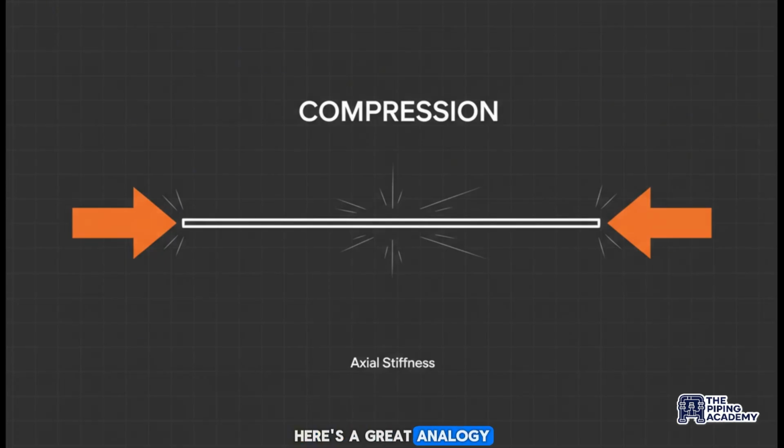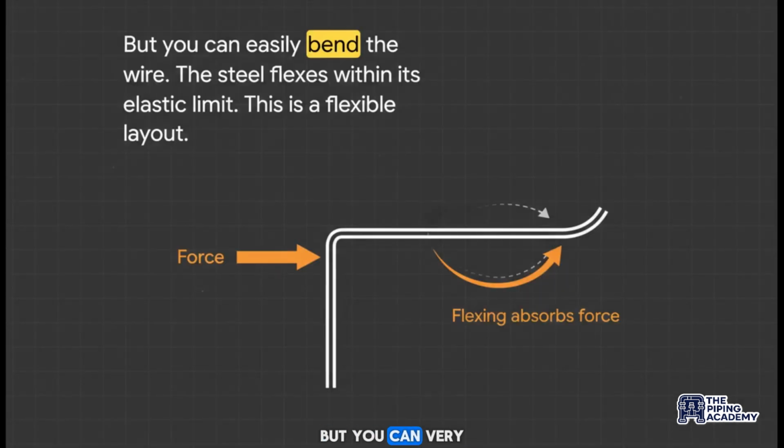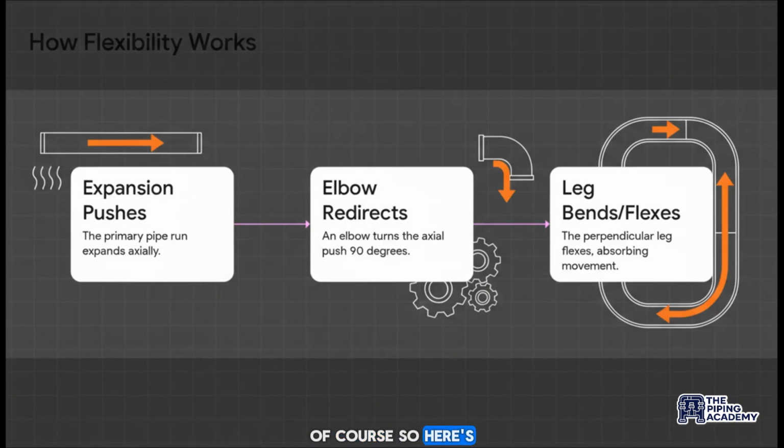Here's a great analogy. Think about a simple paperclip. Now, try to compress it lengthwise. You can't, right? It's incredibly stiff. It just resists that force directly. That's your straight pipe. But you can very easily bend the wire of that same paperclip. And that's the principle we're using here. We want our pipe to act just like this, to bend and flex, but well within its elastic limit, of course.